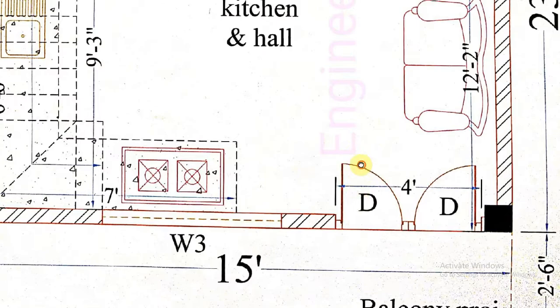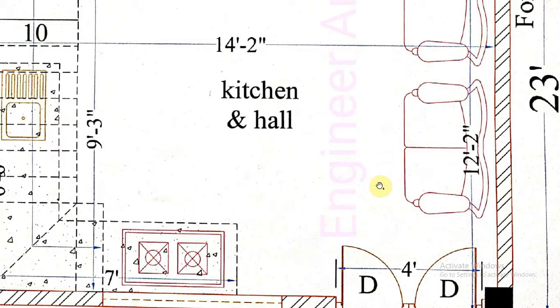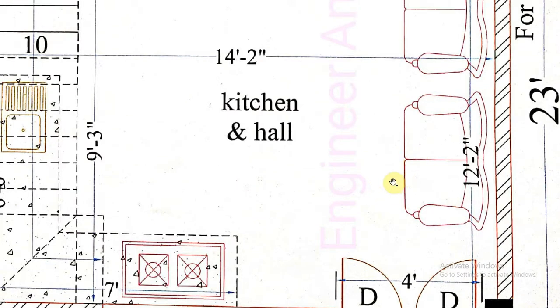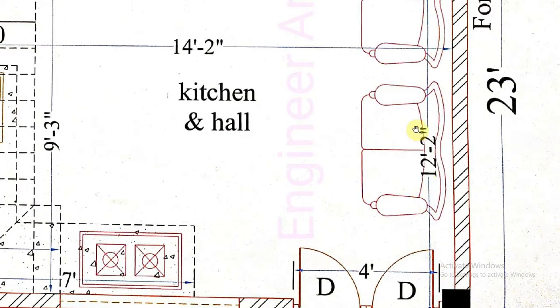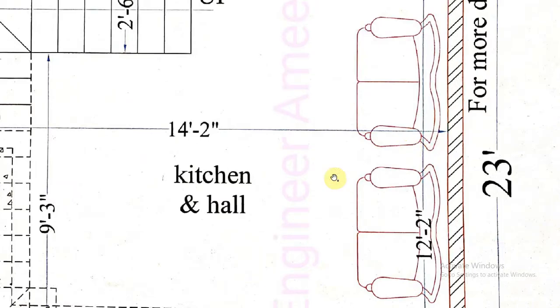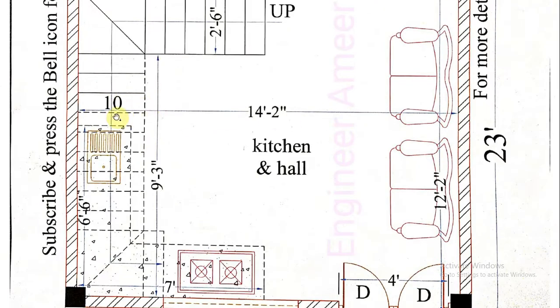So as we enter our building, there is a kitchen and hall designed by me. The size of this hall is 12 feet 2 inch in length, and in this direction, from this wall to this wall, 14 feet 2 inch. So it's a big hall, and we can use it as a guest room.